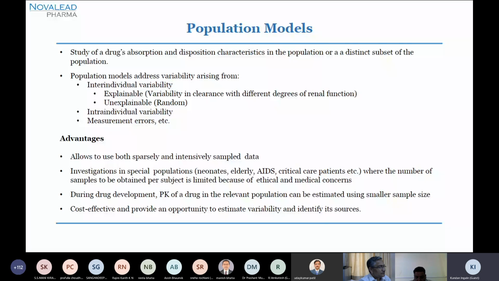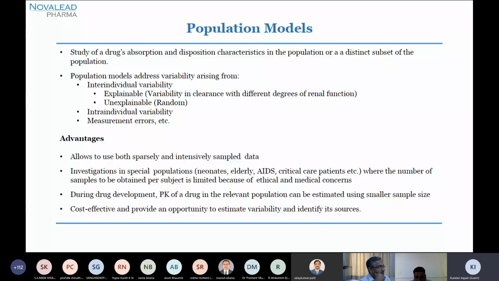So when we are talking about a population model, as the name itself suggests, these population models can map the pharmacokinetic properties, especially absorption and distribution, to a characteristic population. As I said earlier, these populations could be in terms of ethnicity, in terms of age, or in terms of any specific disease area. Now, why do we need these population pharmacokinetic methods?